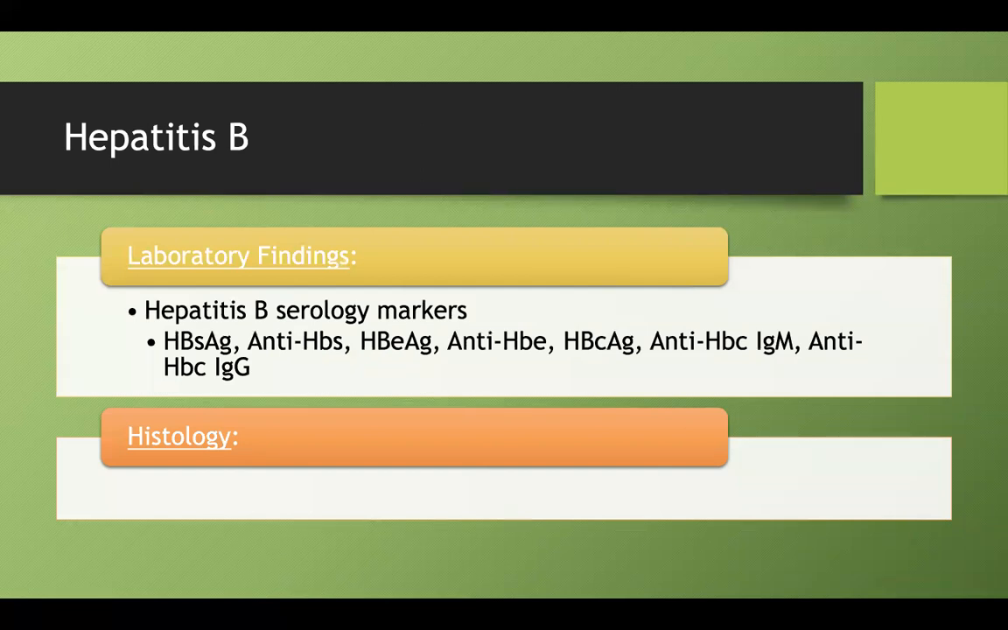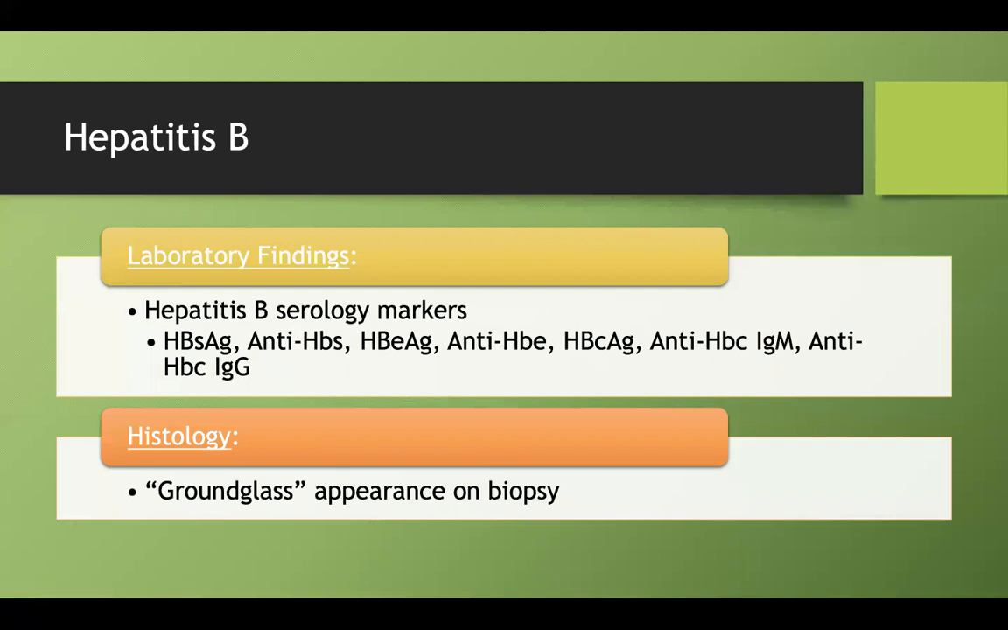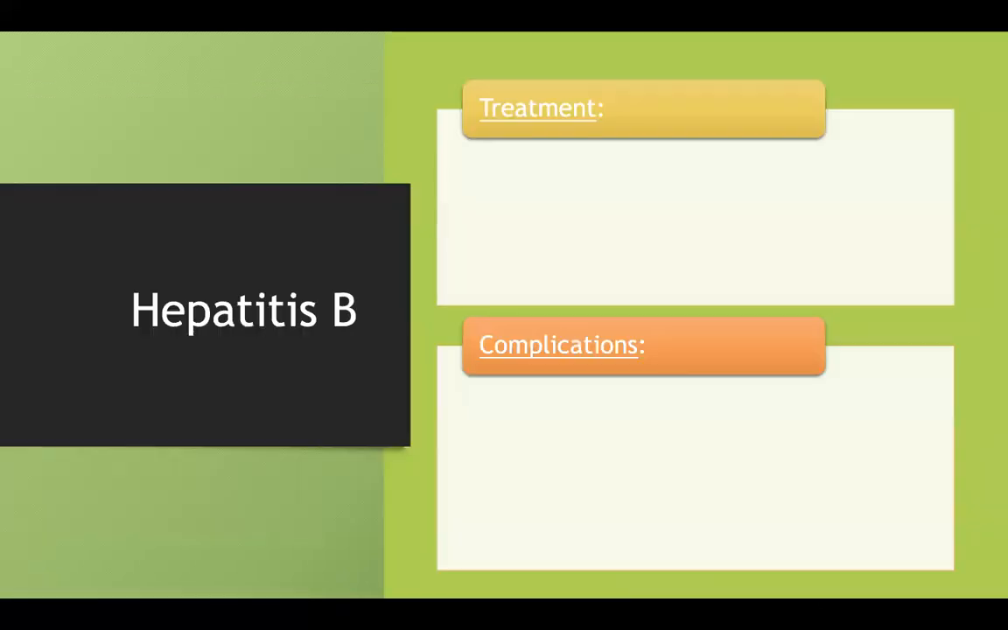So let's move on from serology and talk about histology. For hepatitis B, you get this ground glass appearance on biopsy, and you can see what that looks like here. It looks like frosted glass. You can see it throughout, this frosted glass appearance, and that's indicative of Hep B.